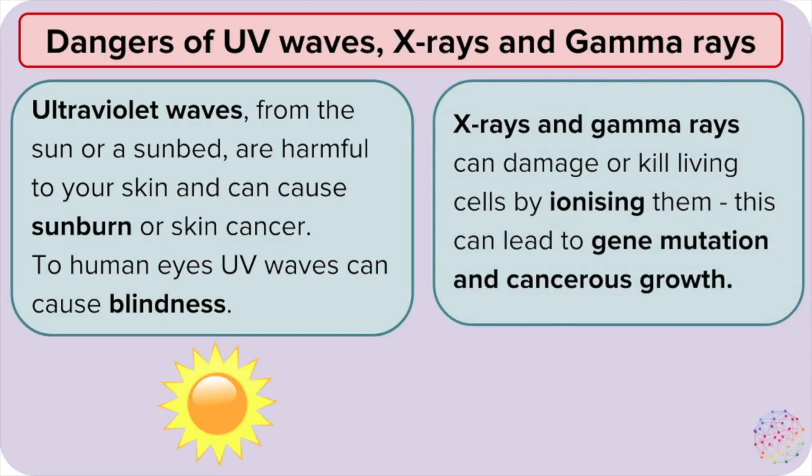X-rays and gamma rays pass through a substance and can knock electrons out of the atoms in the substance. The atoms become charged, so they lose electrons, and this process is called ionization. If ionization happens to a living cell, it can damage or kill the cell, and for this reason, exposure to too much X-rays or gamma rays is dangerous and can actually cause gene mutation and trigger cancer progression.